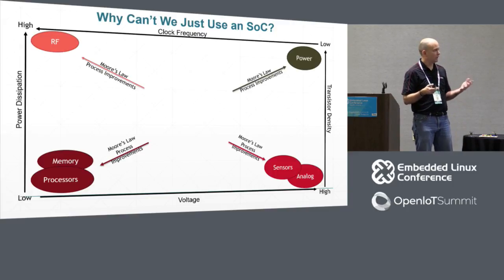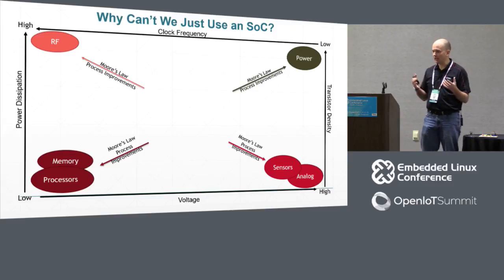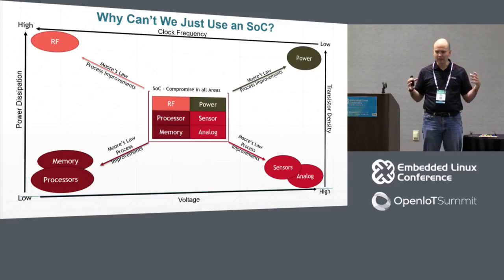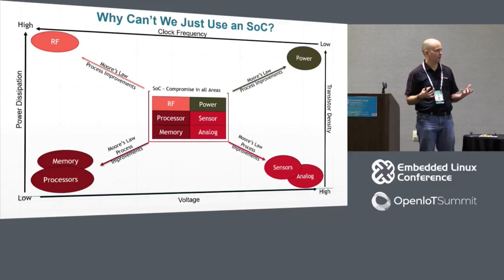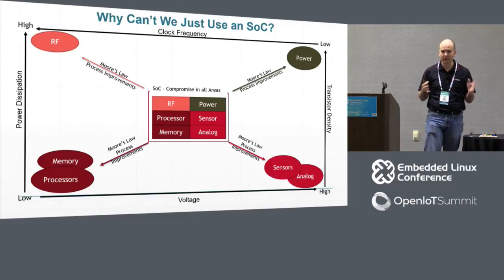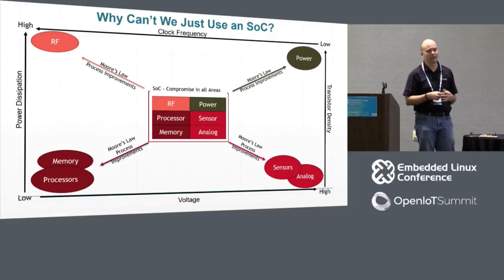And last but not least, you have sensors and analog. And all of these things are kind of pulling apart from a silicon process point of view. In order to get the best performance of each of these areas, you have to tune your process. And so when you reach for an SoC, you can basically only pick one silicon process to do everything in. And that causes you to compromise. You have to compromise on everything in order to pick one process that'll allow you to do an SoC.